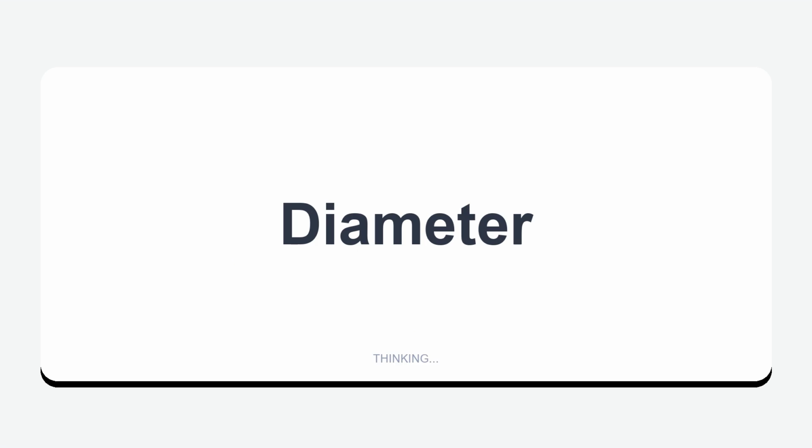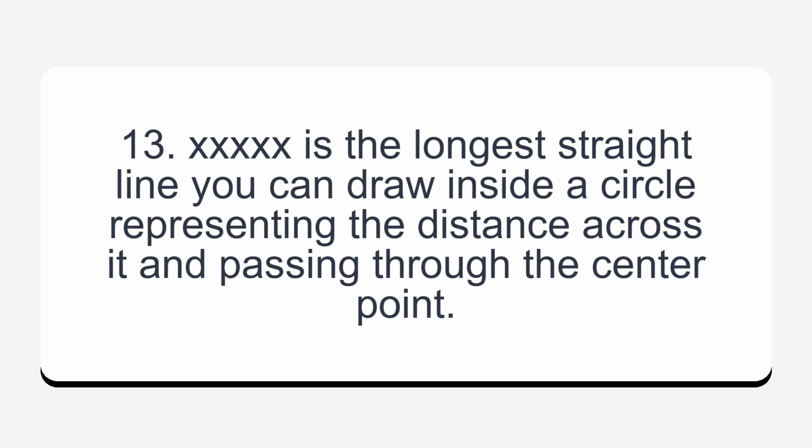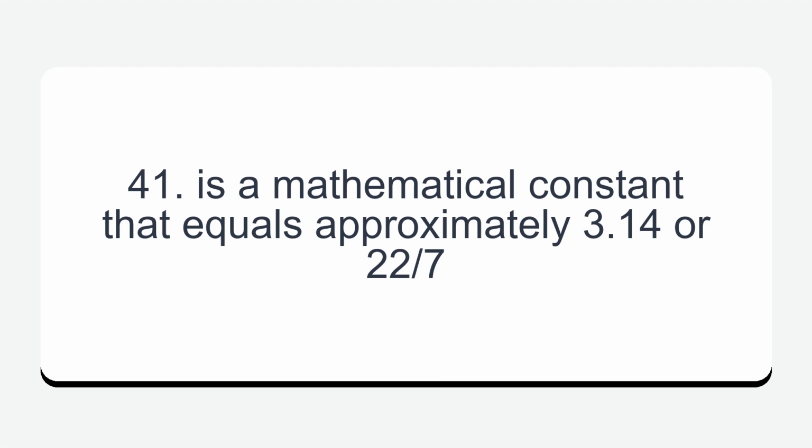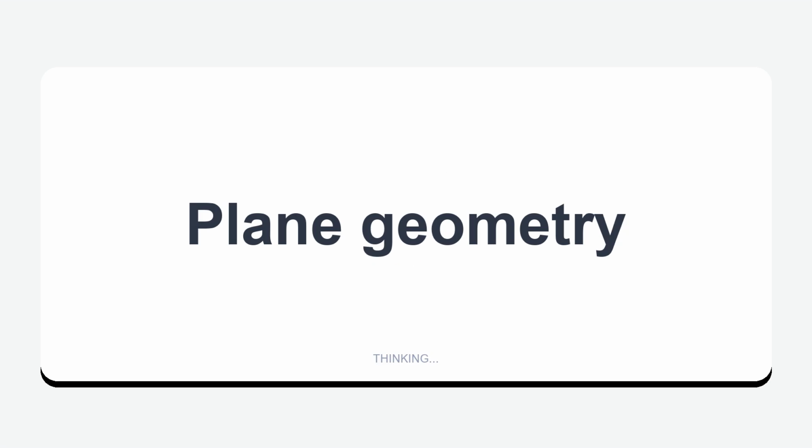Diameter. 13. XXXXX is the longest straight line you can draw inside a circle representing the distance across it and passing through the center point. Pi. 41. Is a mathematical constant that equals approximately 3.14 or 22/7. Plane geometry.